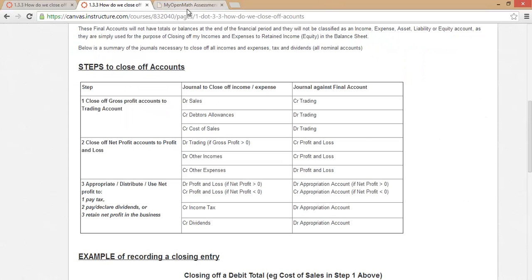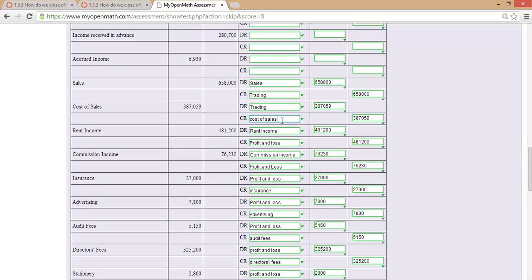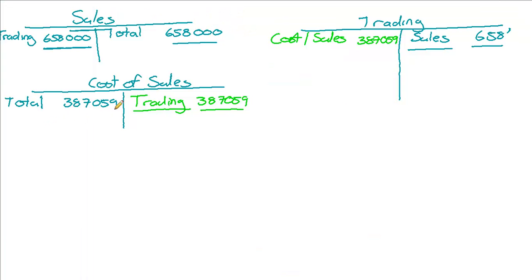And if we go back to the question, that's what we had here. We've debited our trading account with the 387, and we've credited our cost of sales account with the 387. And my debit total is equal to my credit total, so we've effectively closed off cost of sales.